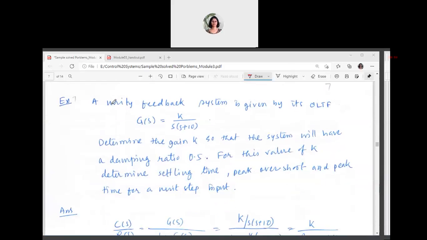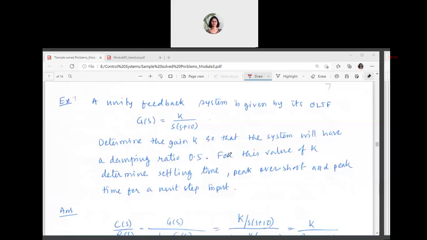Taking one more problem. A unity feedback system is given by its OLTF, open loop transfer function, G of s is equal to k by s into s plus 10. So this is the given open loop transfer function, but I have an unknown here in this expression, it is k. We need to determine the gain k so that the system will have a damping ratio of 0.5. Zeta is equal to 0.5, I should obtain. For this, what is the value of k?